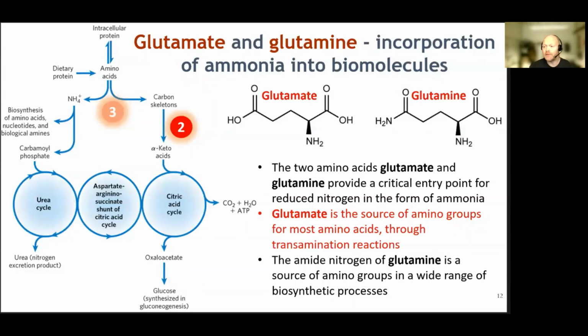Welcome to Amino Acid Metabolism Part 2. The two amino acids, glutamate and glutamine, provide a critical entry point into our organism for reduced nitrogen. Glutamate is the source of amino groups for most amino acids, while glutamine is the source of amino groups in a wider range of biosynthetic processes. So to relate this statement to the flowchart here, glutamine tends to go this way, glutamate tends to go this way.